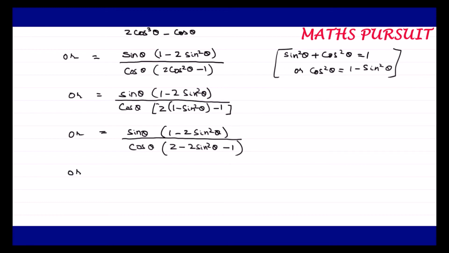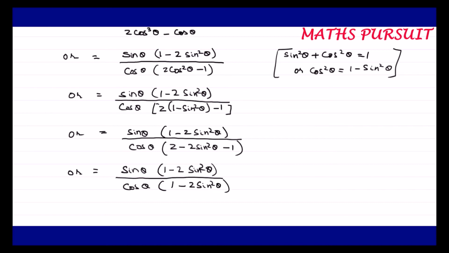Or that is equal to sin theta, I will keep the numerator as it is. Again, I am not touching the numerator at this point of time. Sin square theta, 1 minus 2 sin square theta upon cos theta. Now, here it is plus 2 and here it is minus 1. So we got 1 only, minus 2 sin square theta.